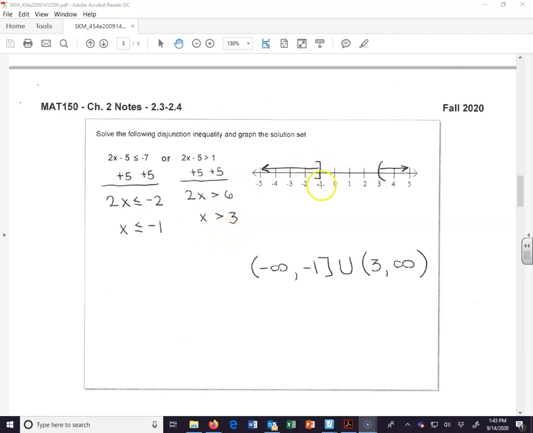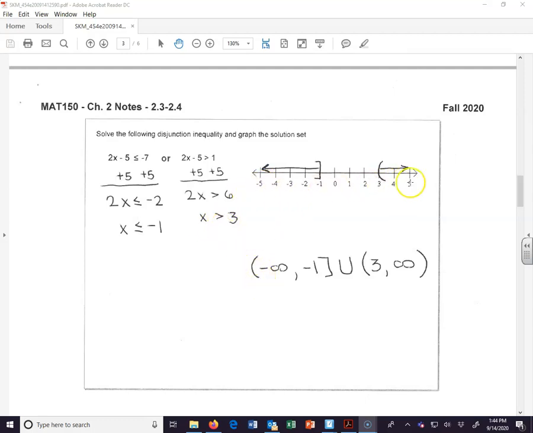So when we graph this, what you see is that we have these two separate solutions, right? So we've got from -1 down to infinity, and from 3 up to infinity. Again, making sure to use the bracket when we have an equal to sign and the parenthesis when we don't have that equal to sign.